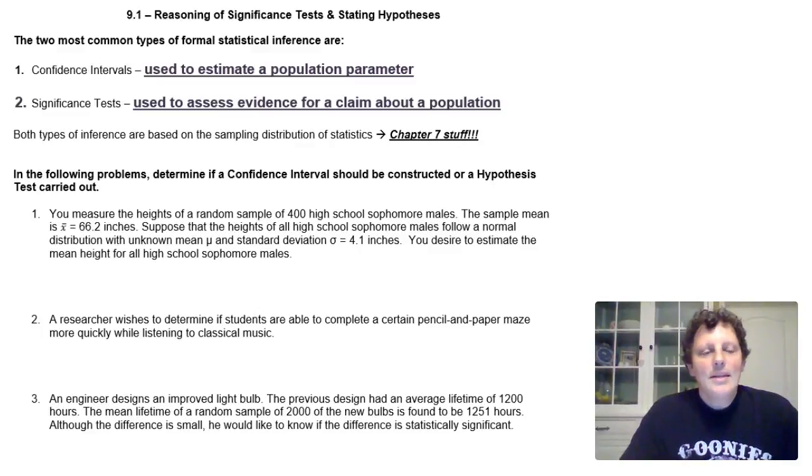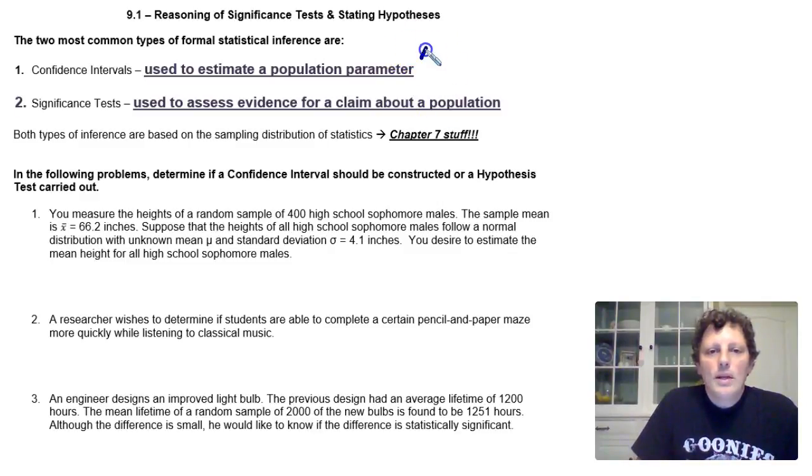So we introduced in a very basic way significance tests in class on Friday, and now we're going to start our notes. There are really two formal types of inference that we use in this class. One is a confidence interval. We've talked about confidence intervals already. They are used to estimate a population parameter.